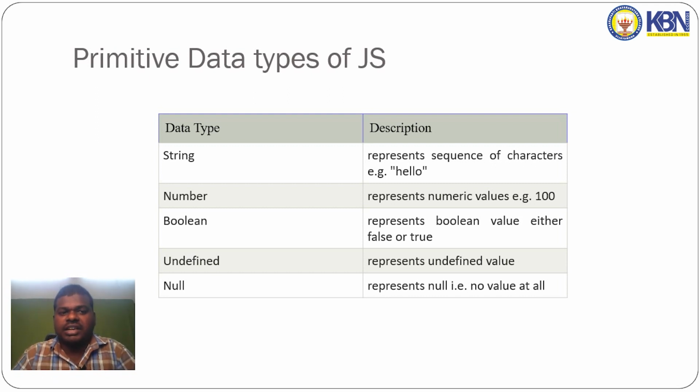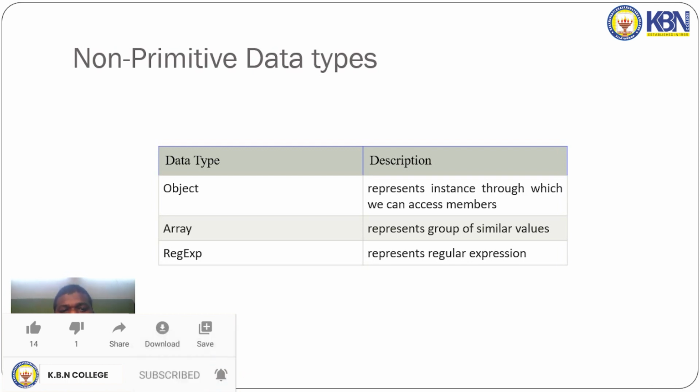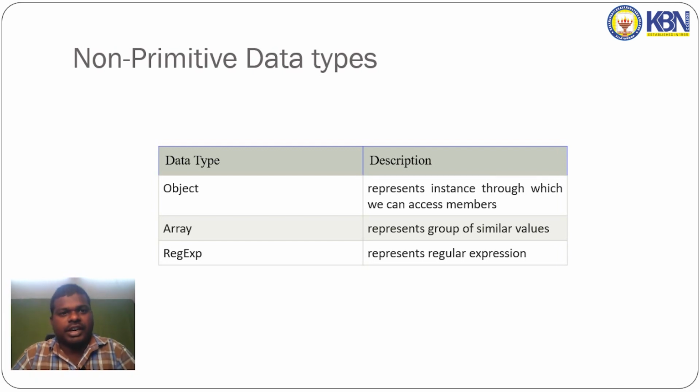String, number, boolean. These are the three data types which you have seen before, right? Now undefined is a value which is unable to be defined. Next, null means not even zero, no value at all, an empty thing. Now non-primitive data types: object, array, regular expression. We will look at objects and arrays later. Regular expression also, these are advanced concepts to be learned. Since our tutorial is about basic concepts, we will try to cover all of these in the next session.